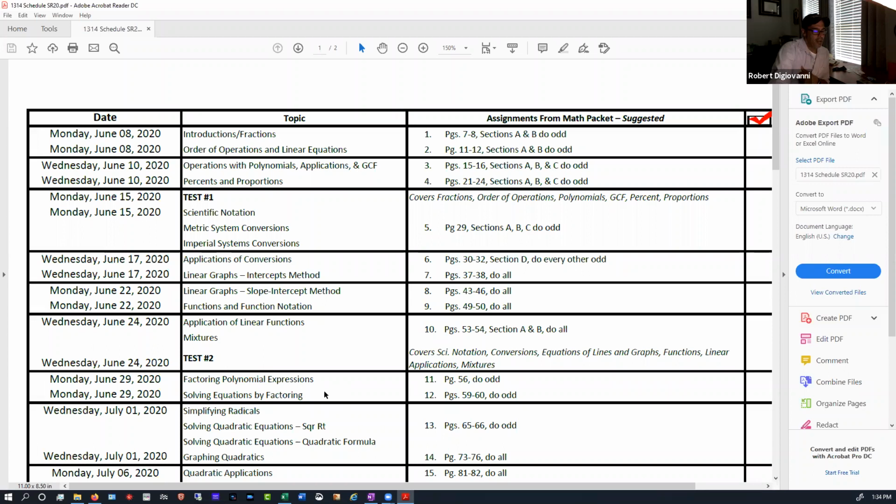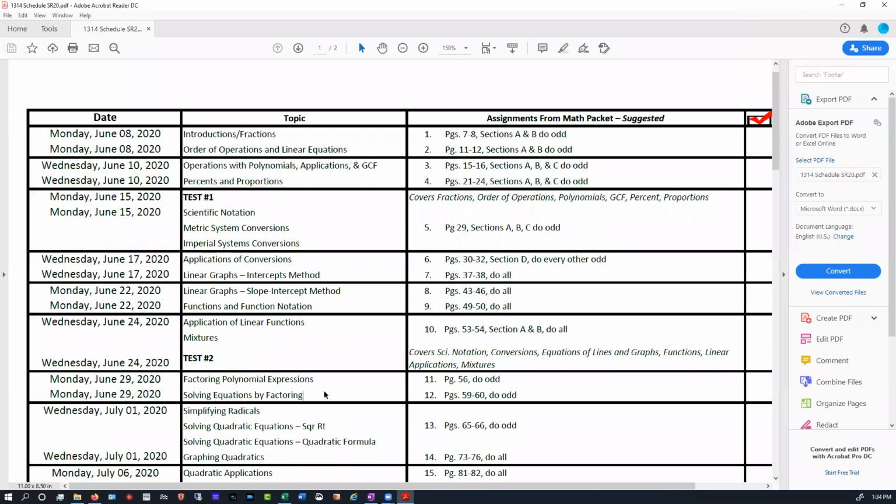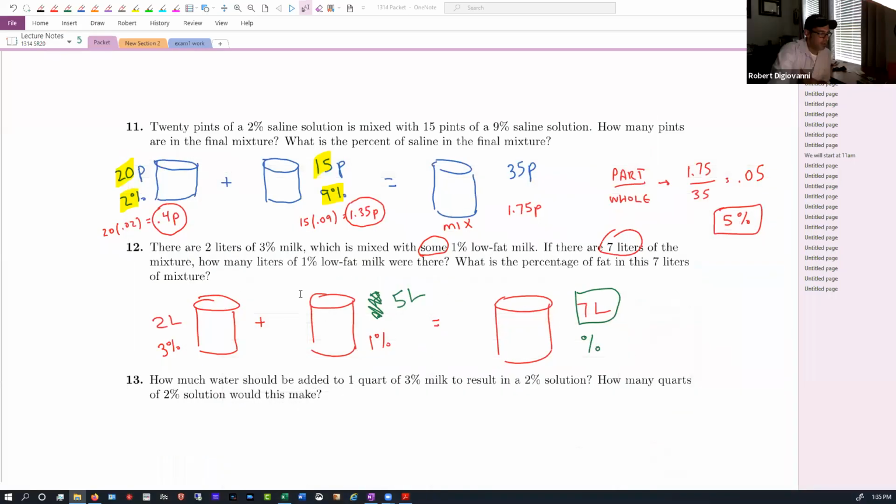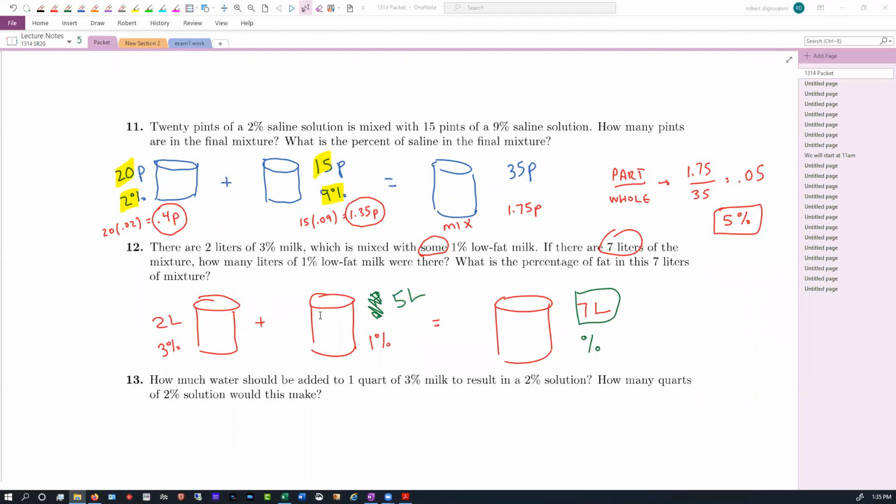Oh, I have a question real quick. On that last one we just did, I got 0.11. Which one? The one where I added the two? Yeah, the one you started. Okay, so I got 0.11 for the part, and the whole is 7 liters. And I divide the 0.11 by.